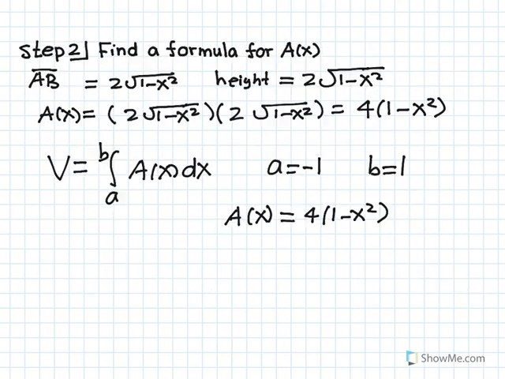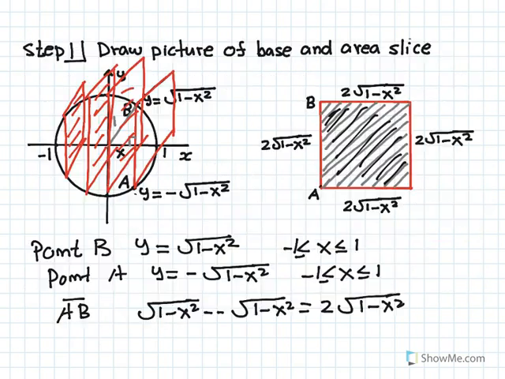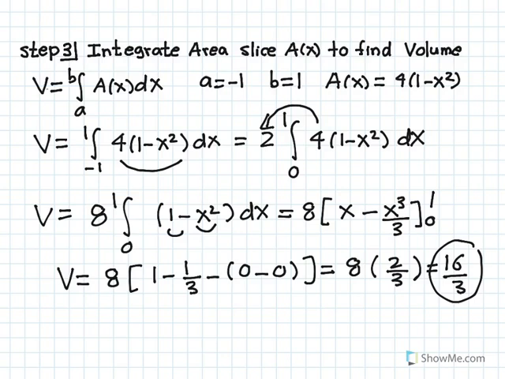Let's go back to the picture to get an idea of what this volume represents. So basically, we added up all these cross-sectional areas of these square cross-sections perpendicular to the x-axis that are coming out of the screen, and the volume of the solid came out to be 16 over 3.